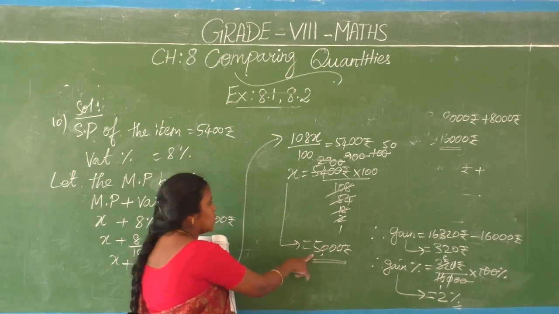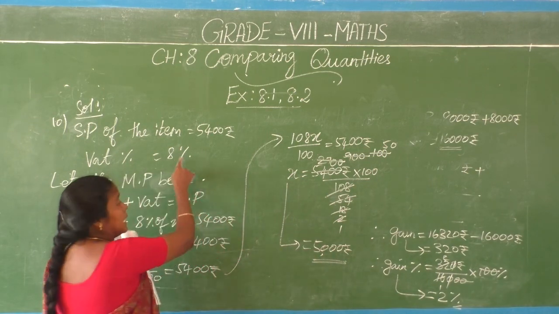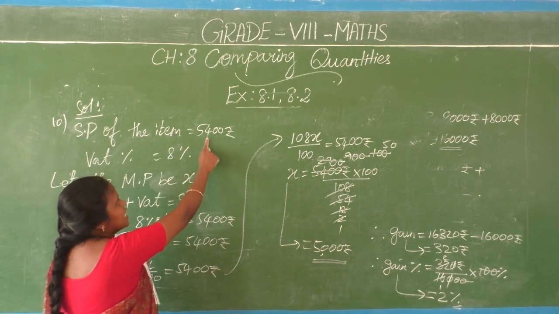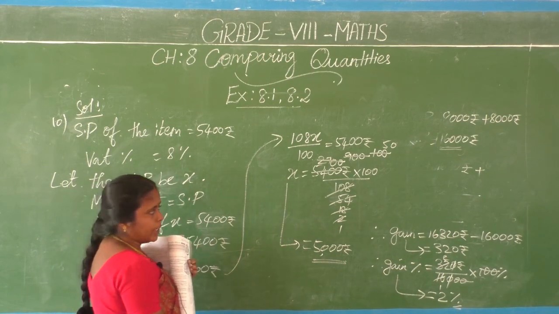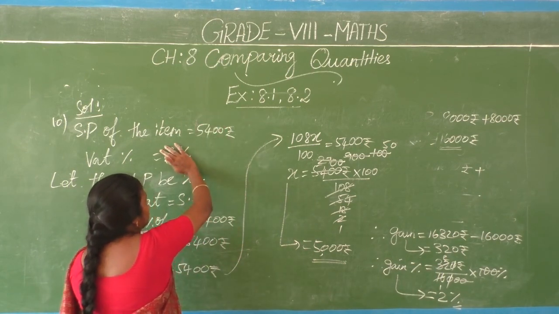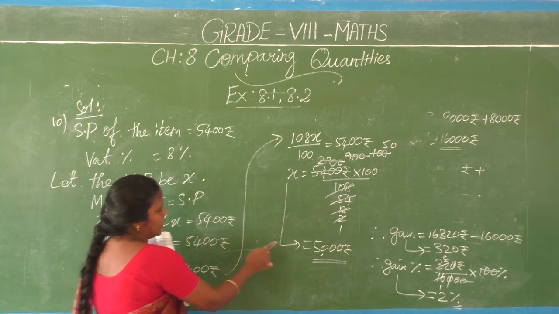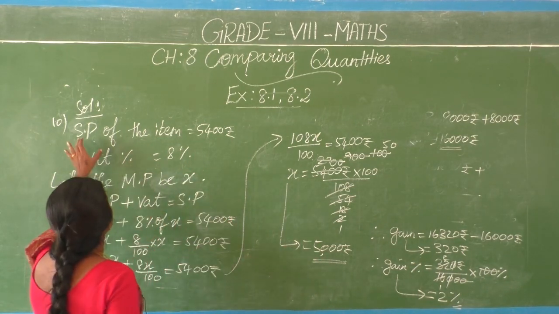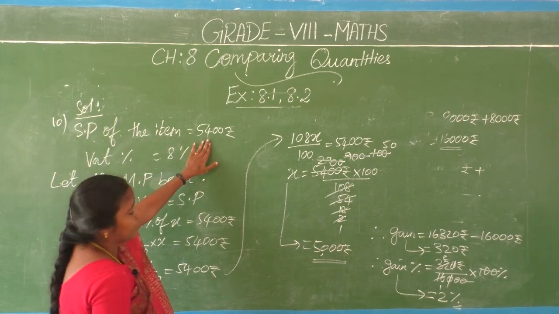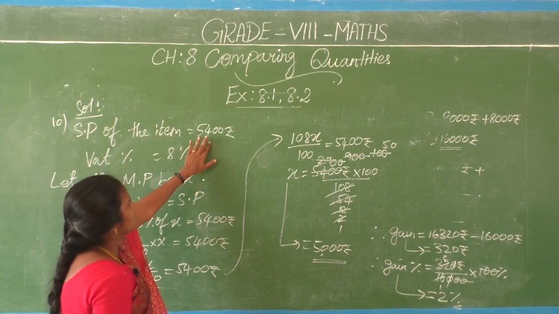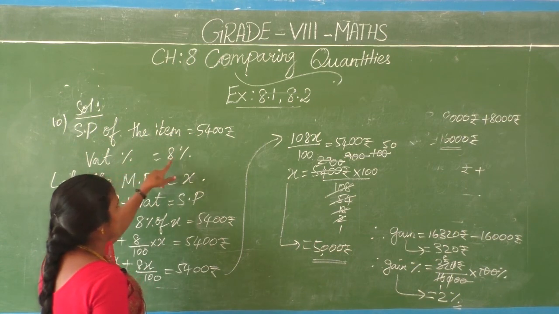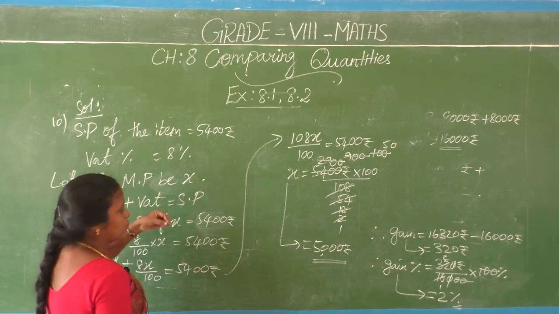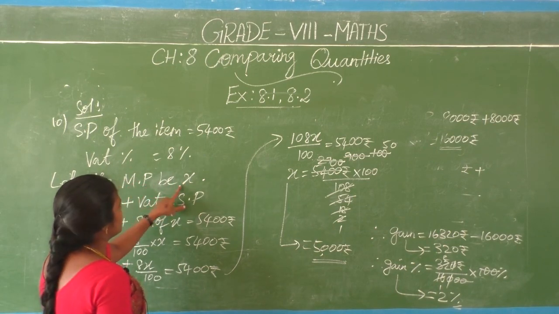For this 5000, VAT is mentioned as 8%. When both are added, the sales price came as 5400. So without this VAT amount, the marked price of the hair dryer is 5000 only. Again I am telling you, the sales price of the item is 5400, which includes the 8% VAT. So we don't know the list price, so the marked price is considered as X.